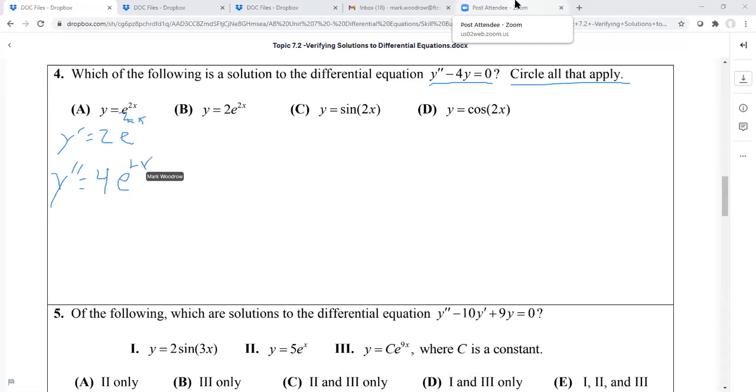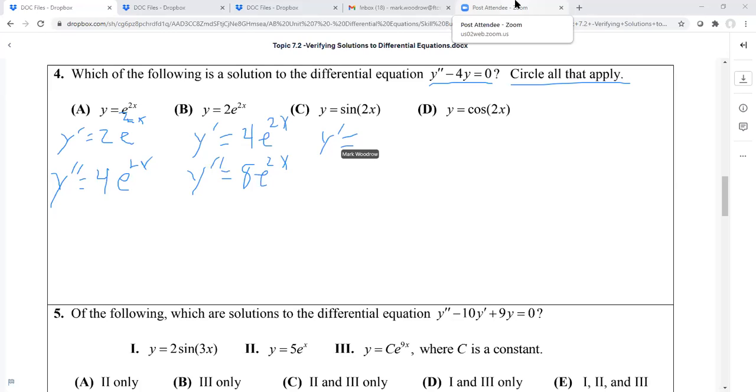Now I'm going to come and do the next one. So the derivative of 2e^(2x) is going to be, again, 2e^(2x) times 2, which is 4e^(2x). And I do the derivative of 4e^(2x), which is going to end up being 8e^(2x). Coming over here is a chain rule.